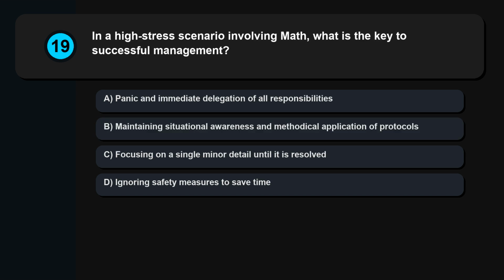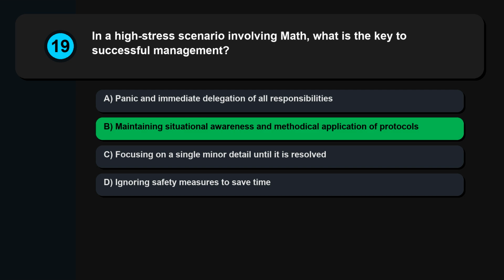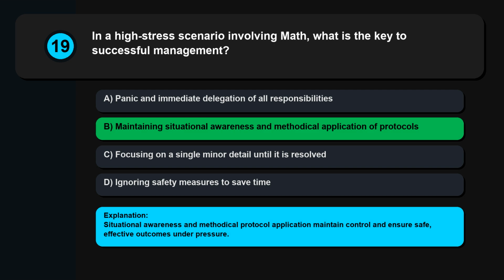Question 19. In a high-stress scenario involving math, what is the key to successful management? Panic and immediate delegation of all responsibilities, maintaining situational awareness and methodical application of protocols, focusing on a single minor detail until it is resolved, ignoring safety measures to save time. Situational awareness and methodical protocol application maintain control and ensure safe, effective outcomes under pressure.